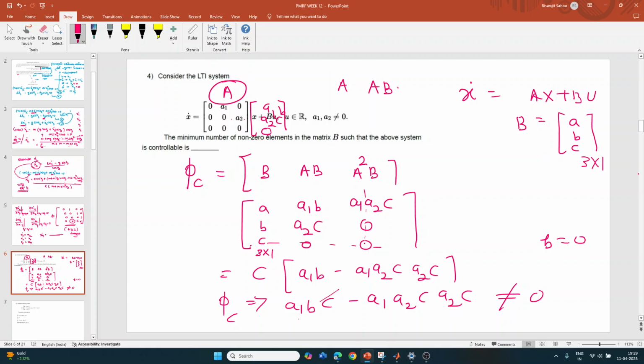You can see if only C equal to 0, if you put C equal to 0, then the determinant is 0 because C is present on both sides. So it means if one element like C is 0, then you are going to be in a non-controllable state. So the answer, the minimum number of non-zero elements should be equal to 1. And the other thing, it doesn't matter B and C, if only one element is 0, then it is going to be non-controllable. Okay, so let us go to the next question.